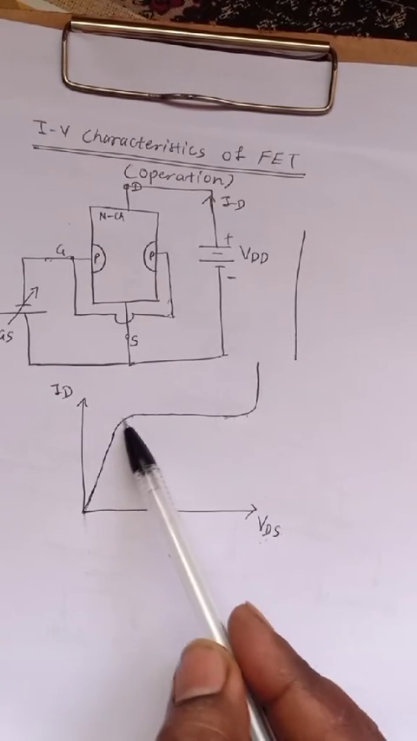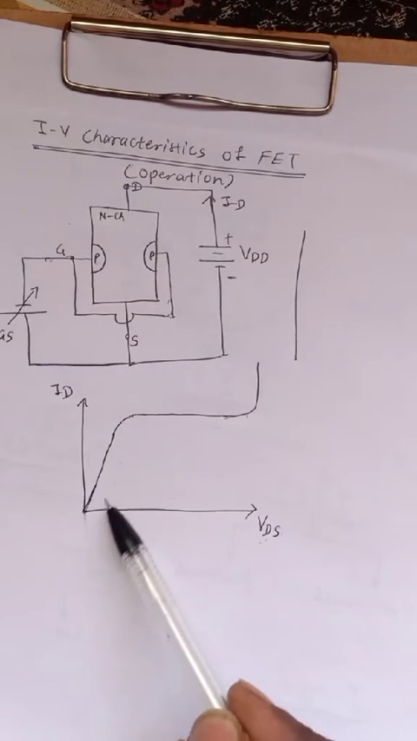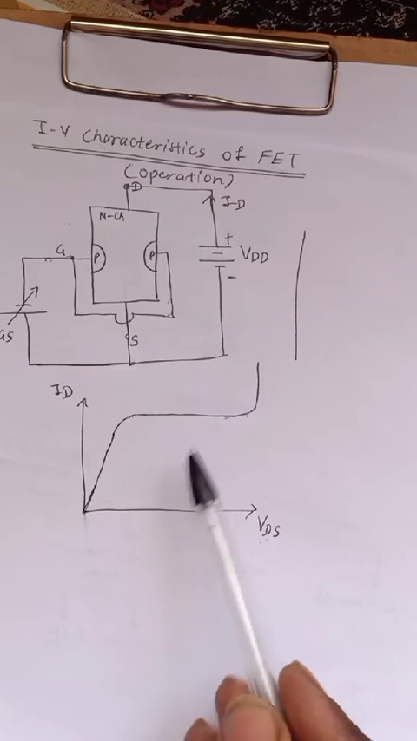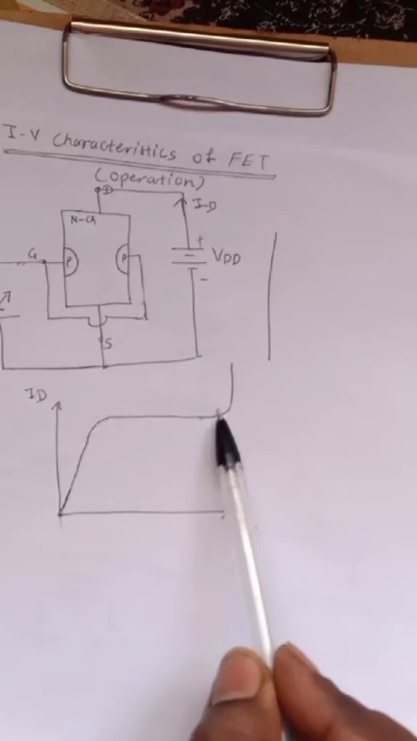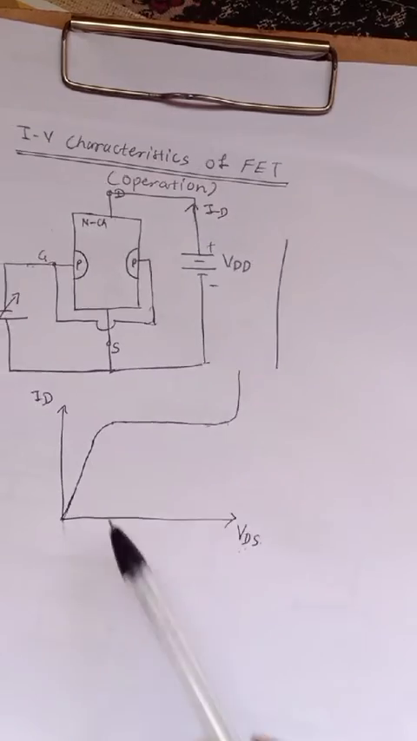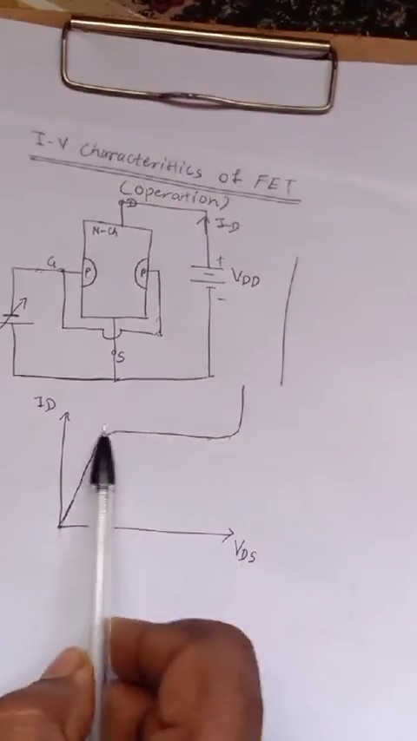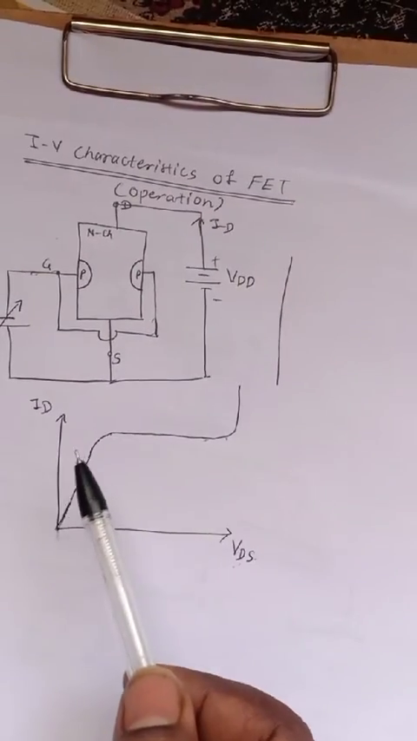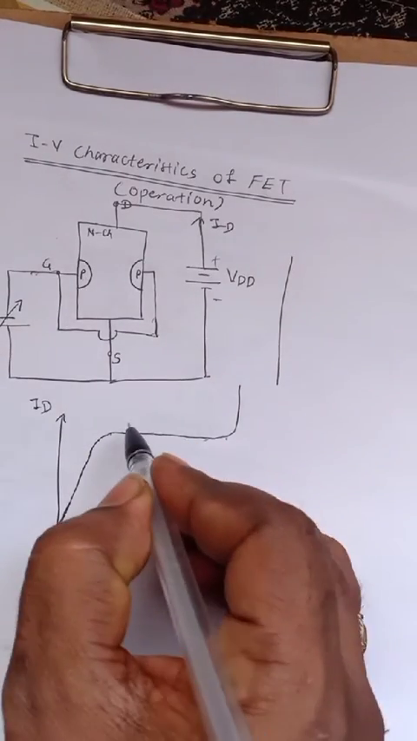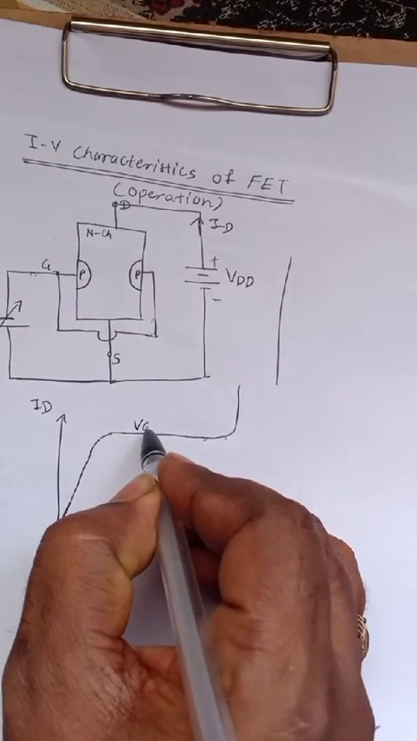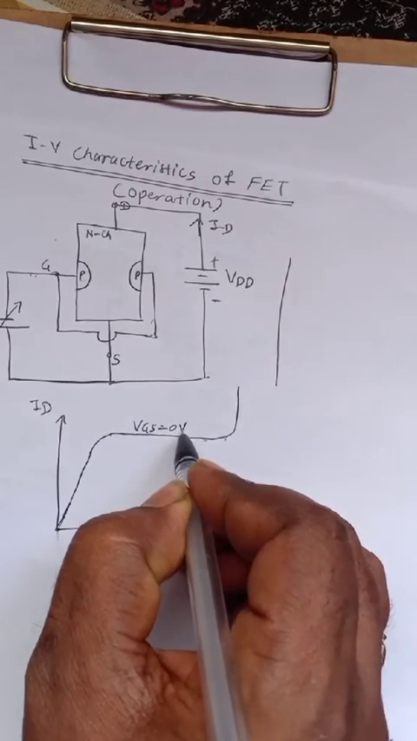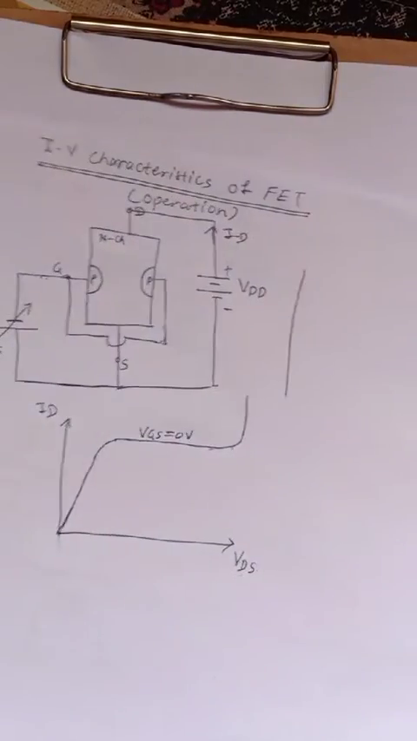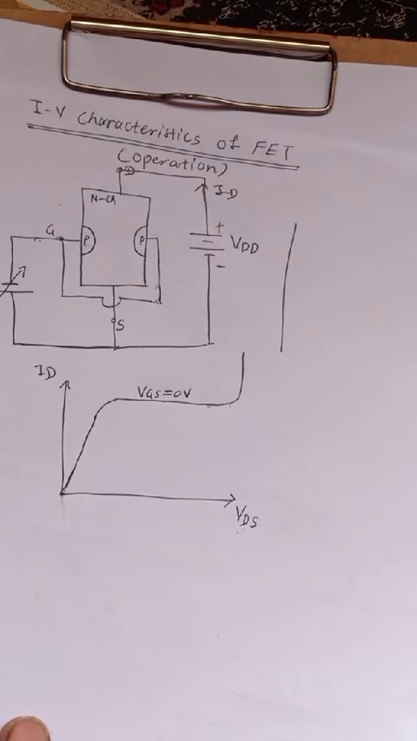So this is the ohmic region. It acts like a resistor. This is the saturation region. And this is the breakdown region. Sometimes the saturation region is also known as the active region. So this is for VGS equal to 0 volt.